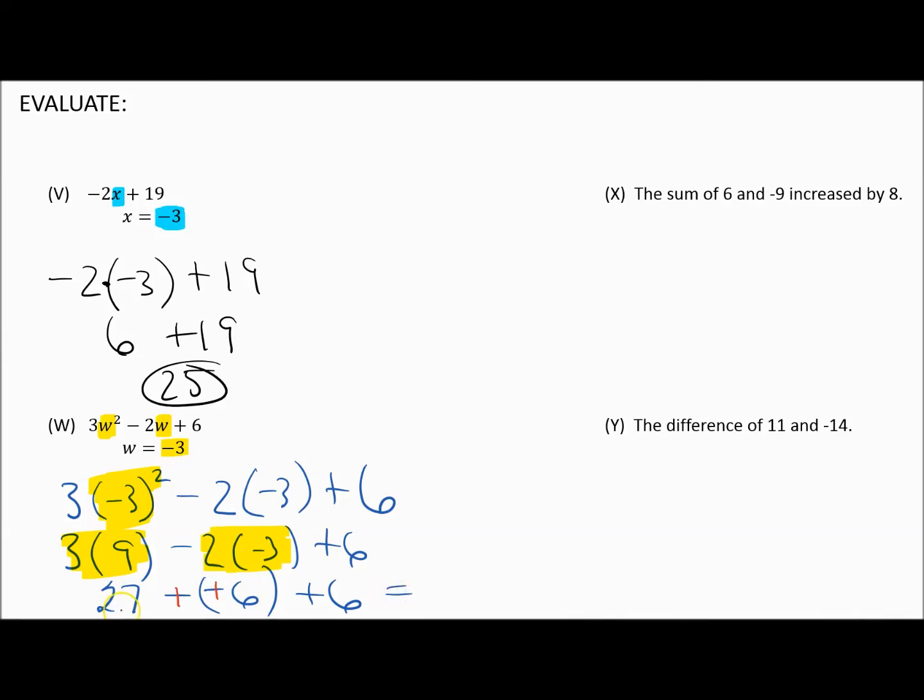I know 27 plus 6 is 33, right? And 33 plus 6 is 39. So my final answer is 39.